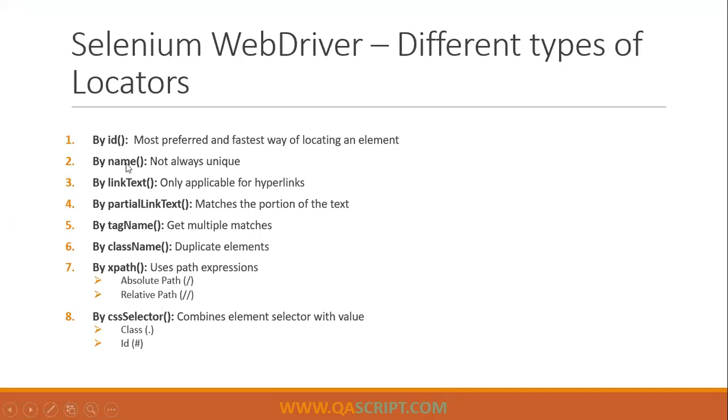Our next one is name. Now, if you don't have an ID, name is considered again the next best locator for an element, but it is not always necessary that it will be unique. So make sure whenever you are using a name locator, it should be unique. Otherwise, your script may fail because there will be multiple elements and it will not be able to decide which element to click.